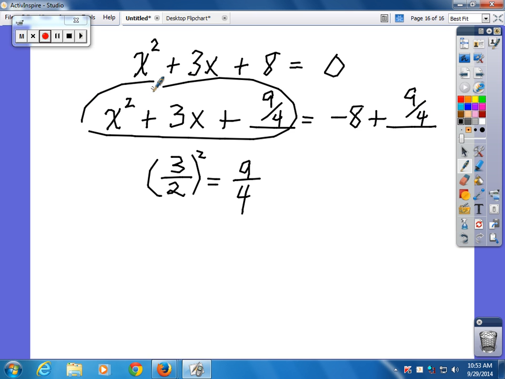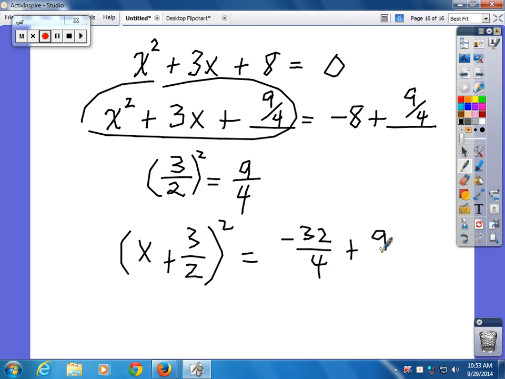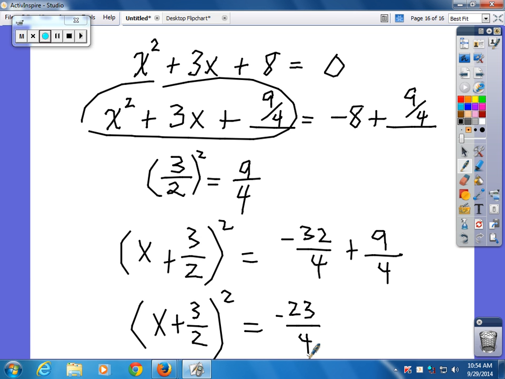What does that give you on this side? Shortcut number 1, x plus 3 halves, quantity what? Squared, is equal to negative 32/4 plus 9/4. And no, I'm not going to tell you where I got the 32/4 from because you should know. So x plus 3 halves, quantity squared, is equal to negative 32 plus 9 is what? Thank you. Negative 23/4.